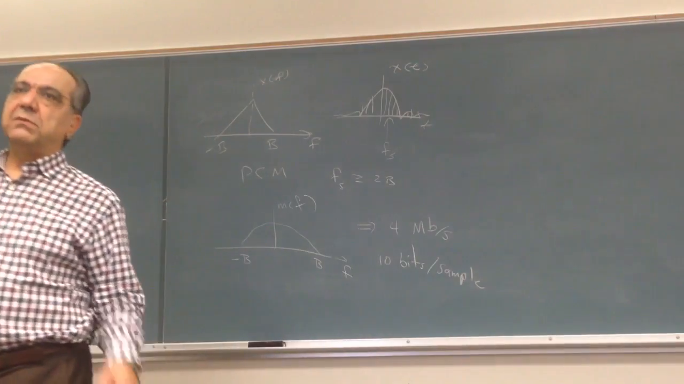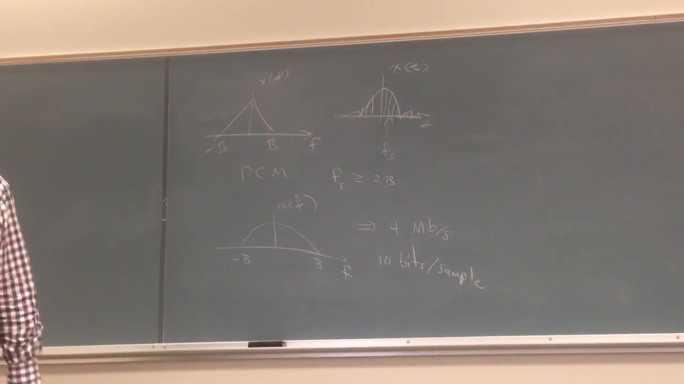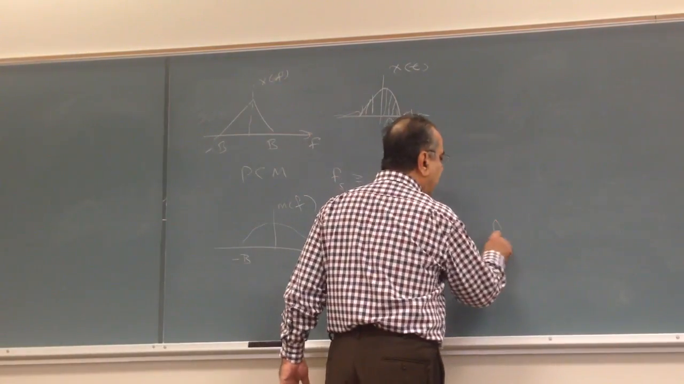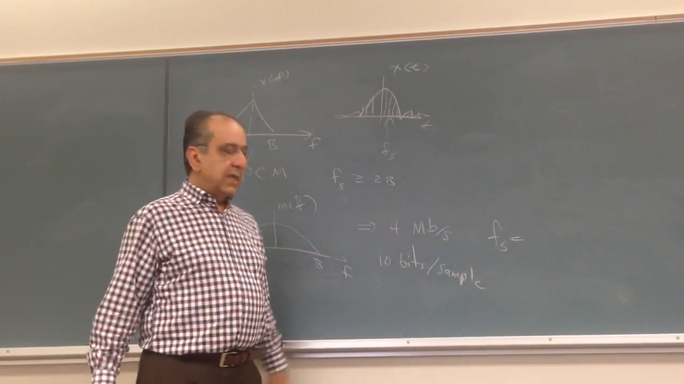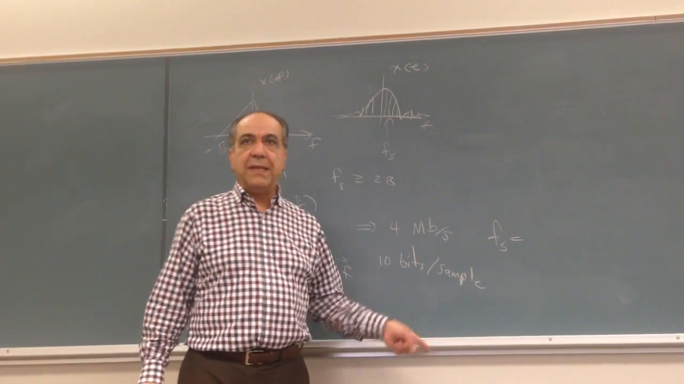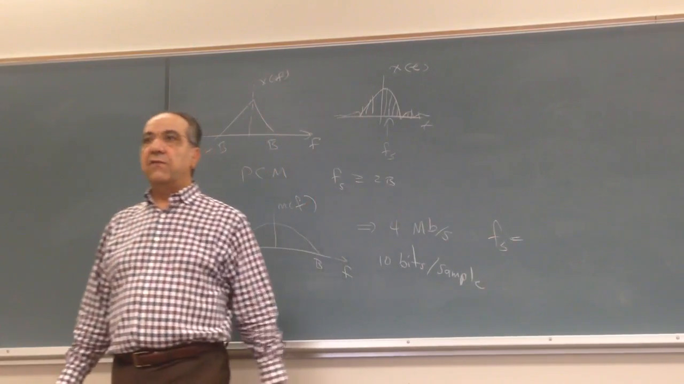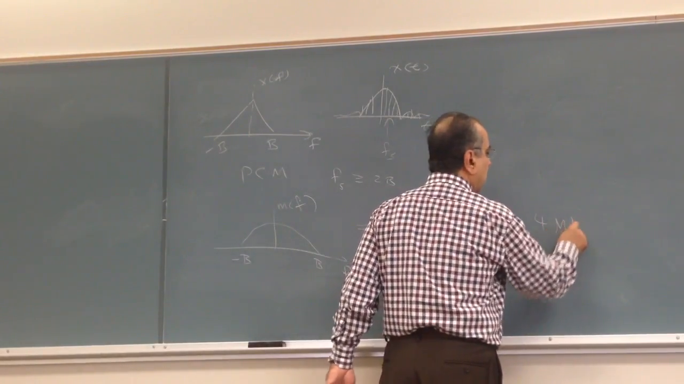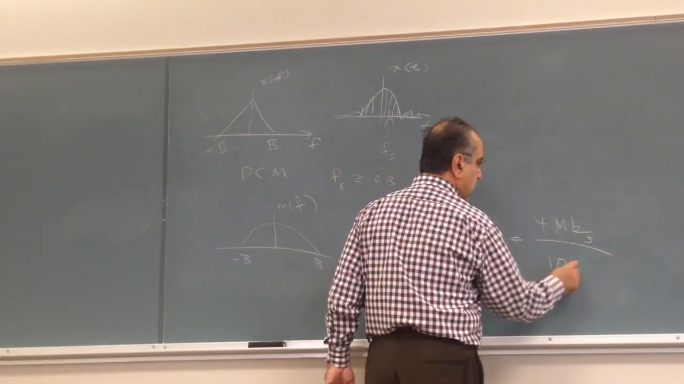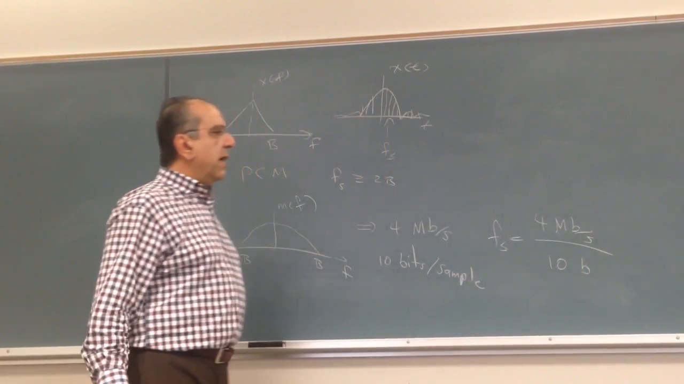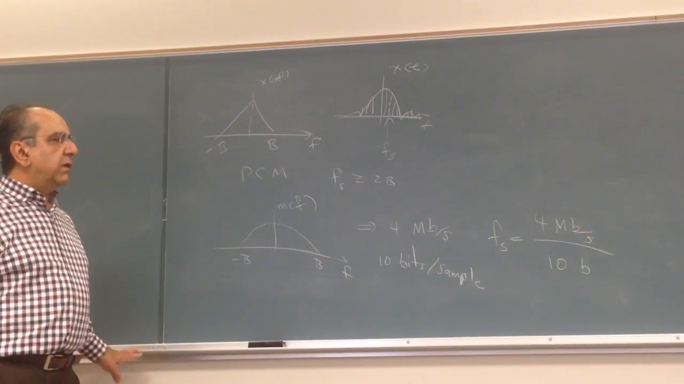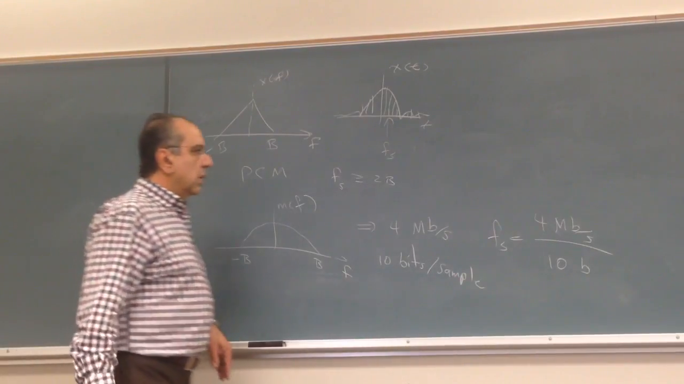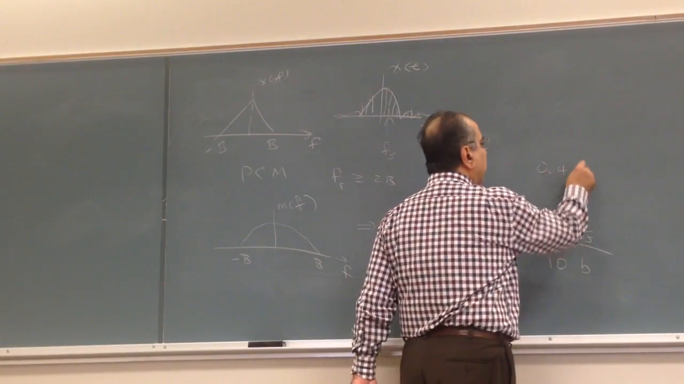How do you approach this problem? Yes, first thing you need to do is to find your sampling frequency. If you know each sample is converted to 10 bits, and you know your bit rate is 4 megabits per second, so your sampling frequency is 4 megabits per second over 10 bits.